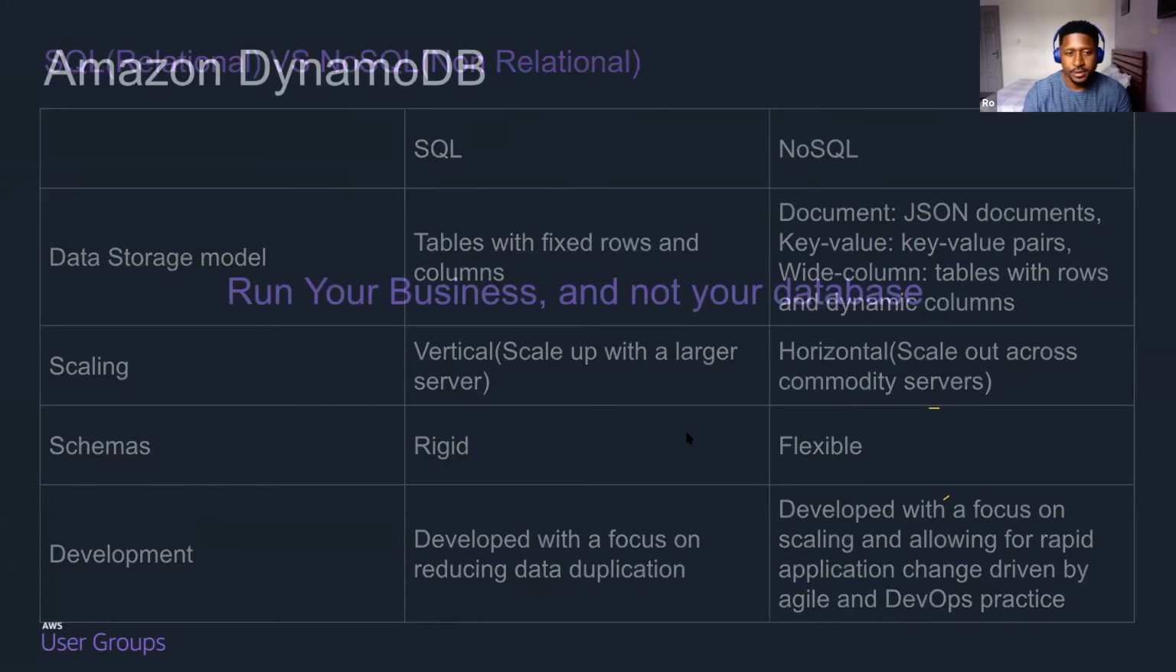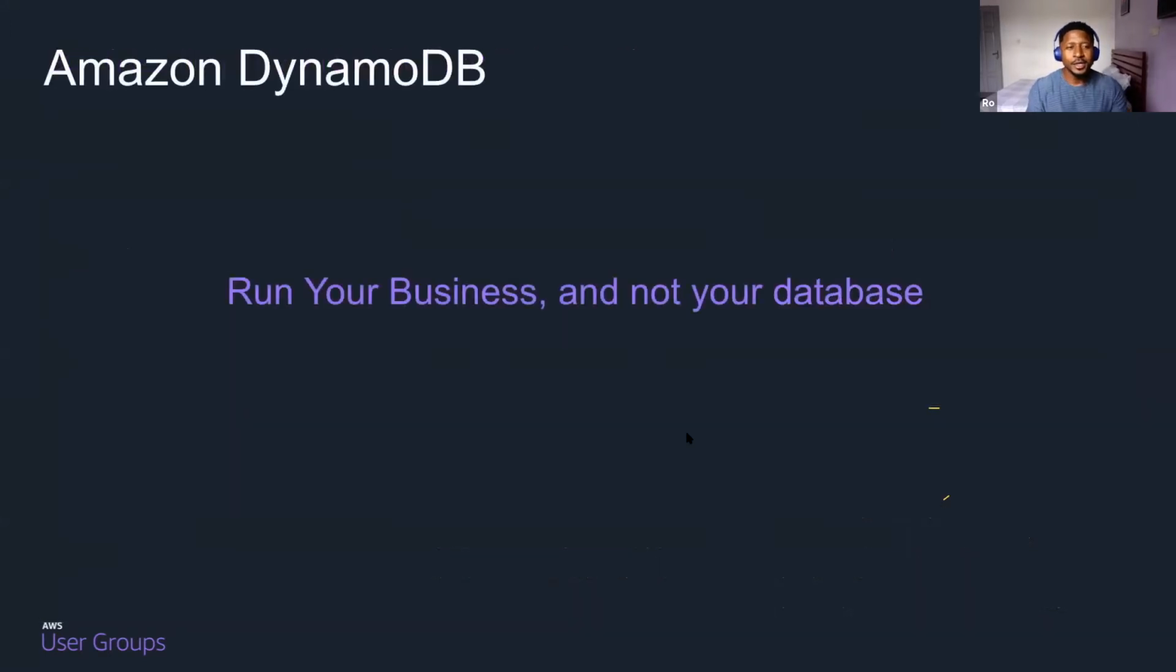Why is this? Okay, so now we have to look at the NoSQL database called Amazon DynamoDB. Based on this quote, you can see it says, run your business and not your database, because at the end of the day, you want to run your business because that's what makes you the money, and not actually configuring your database. So let's look at the benefits of using Amazon DynamoDB.